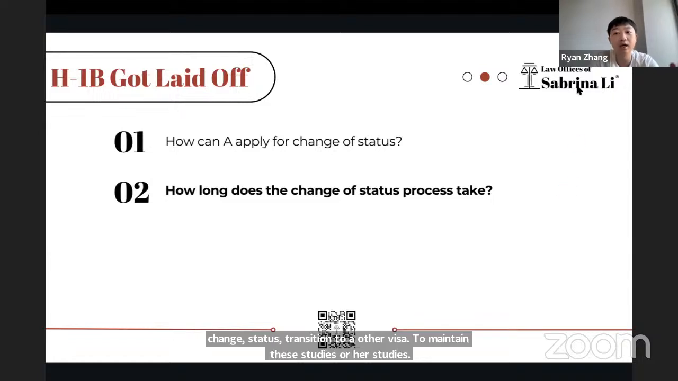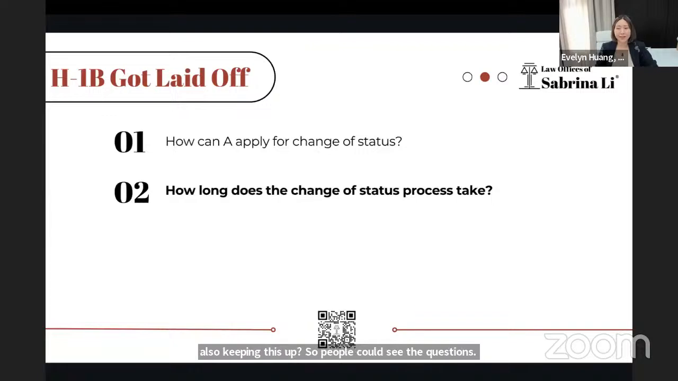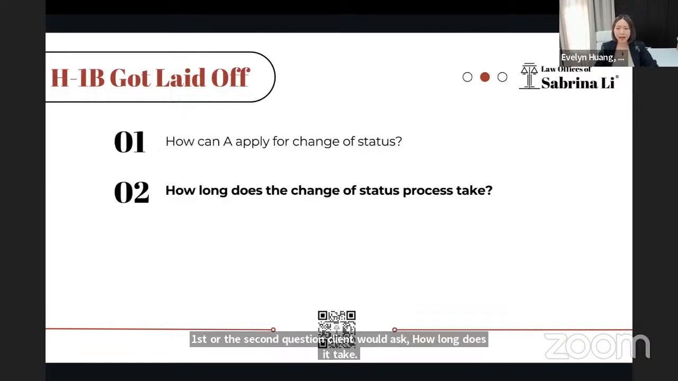So how long does the whole process take? And Evelyn, do you mind also keeping the slides up so people can see the questions? Of course. That's a very common question. That's pretty much the first or second question a client would ask. How long does it take? Honestly, we don't really have an answer. Processing time varies by case, and it could take up to several months.